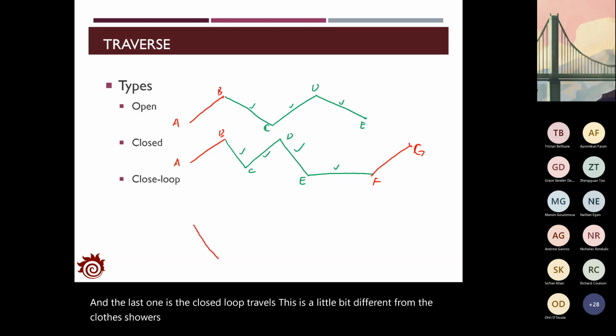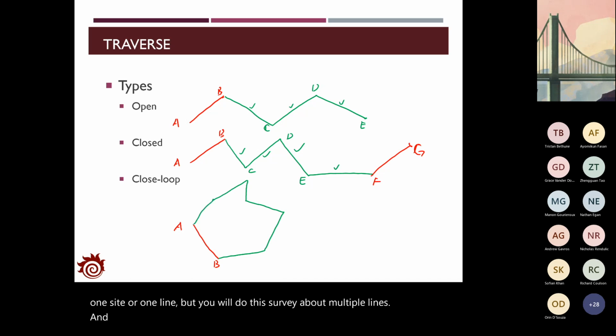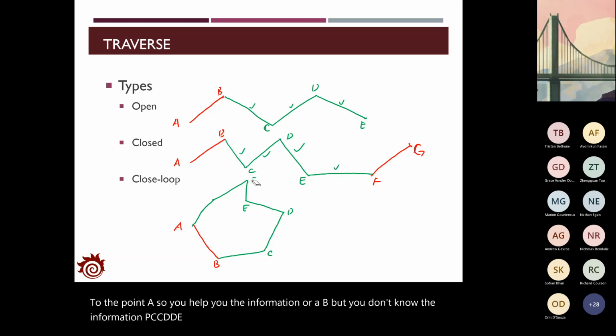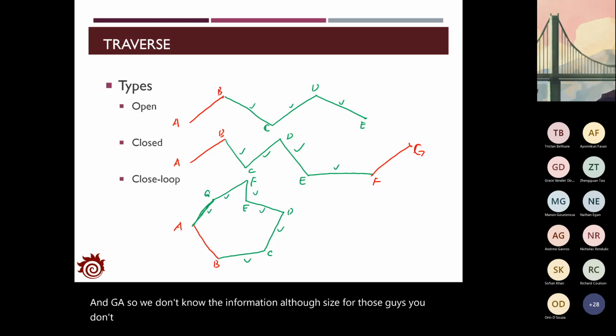In the closed loop traverse, still you just know the information of one side or one line, but you will do the surveying about multiple lines, and eventually you will return back to the point A. So you know the information of AB, but you don't know the information of BC, CD, DE, EF, FG, and GA. So you don't know the information of those sides. For those sides, you don't know. This is the thing you have to measure.